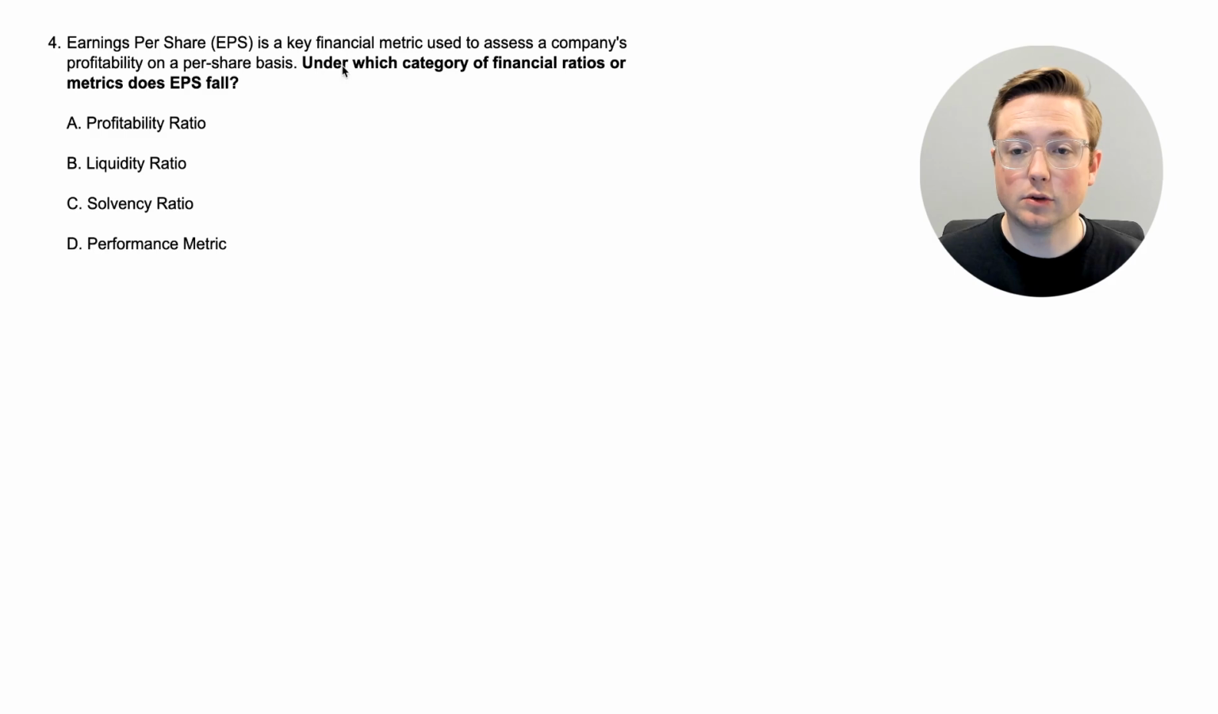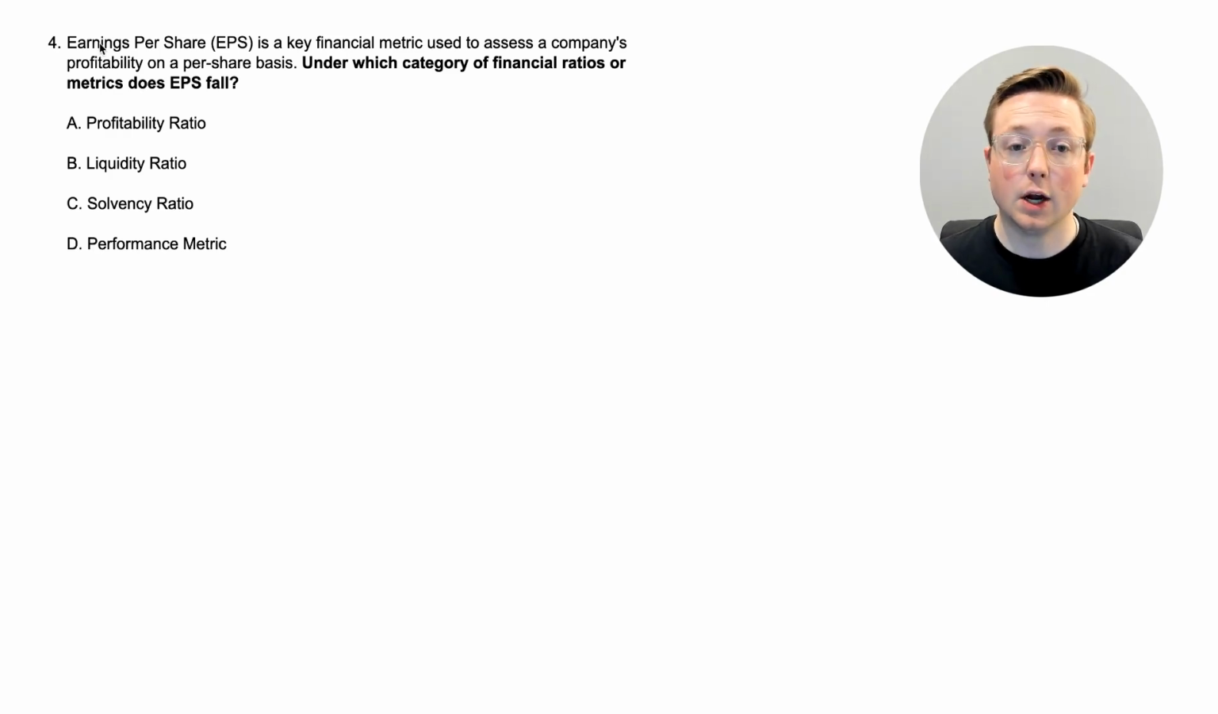It's always good to look at the last part of the question because that gives you context for what you're trying to do with the rest of the question. Now, again, this is a very short question, so you don't necessarily need to do it, but it is a good practice to be in, especially for big, long text questions. Under which category of financial ratios or metrics does EPS fall? Okay, so we're talking about financial ratios or metrics. We've talked about ratios so far.